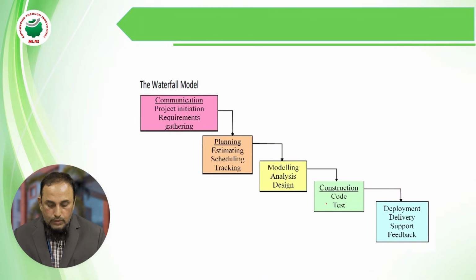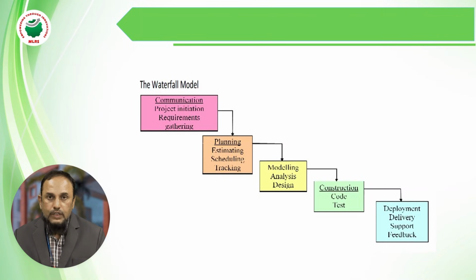Now we come to the diagram, the diagrammatic form of the waterfall model. The first framework activity is communication, the second is planning, then modeling, construction, and deployment. In the first step, communication, we are initializing the project, that is, starting the project, and then gathering the requirements. The second one is planning. In the planning, we are estimating the project, scheduling the project, and tracking the project.